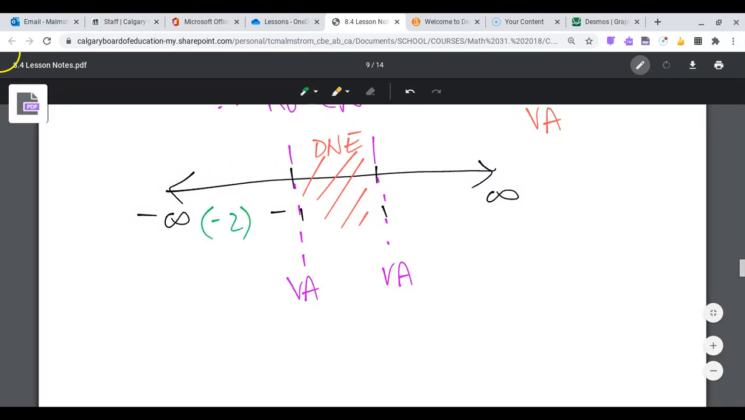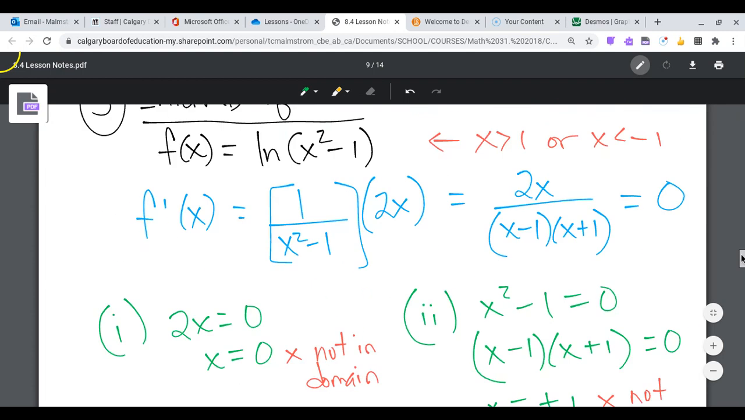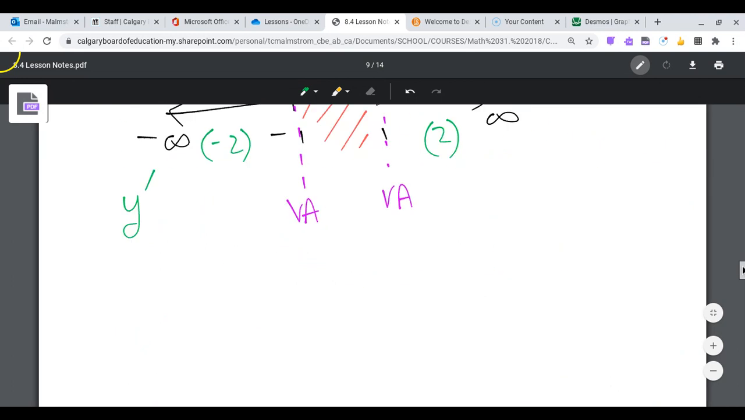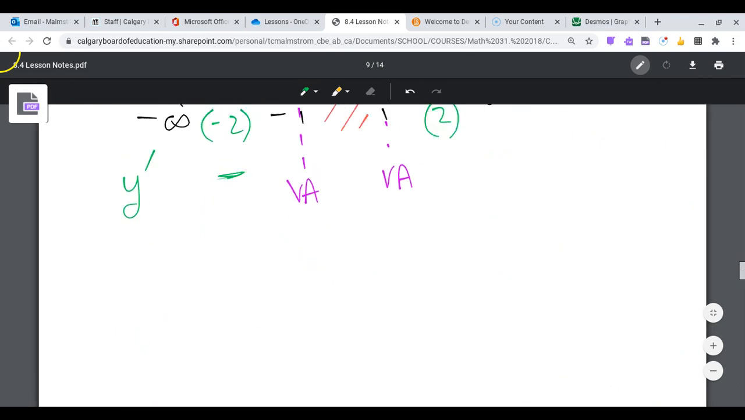Okay, so let's test something between negative infinity and negative 1. Let's just test negative 2 and positive 2 and see what that does if I put it into my derivative. Okay, so if you put negative 2 into your derivative, 2 times negative 2 is negative 4. X, so negative 2 minus 1, negative 3. So I got two negatives. And then I got negative 2. That's also a negative. So 3 negatives in those factors is going to give me a negative piece in here.